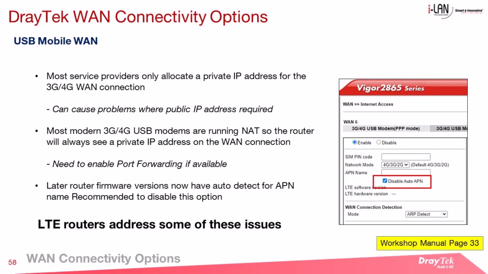Another one is that most modern USB modems run in NAT modes, so that'll cause problems as well if you need to use port forwarding. And some of these issues are addressed by using the LTE routers with the embedded LTE modem that you just need to stick a SIM in, which we'll go through next.